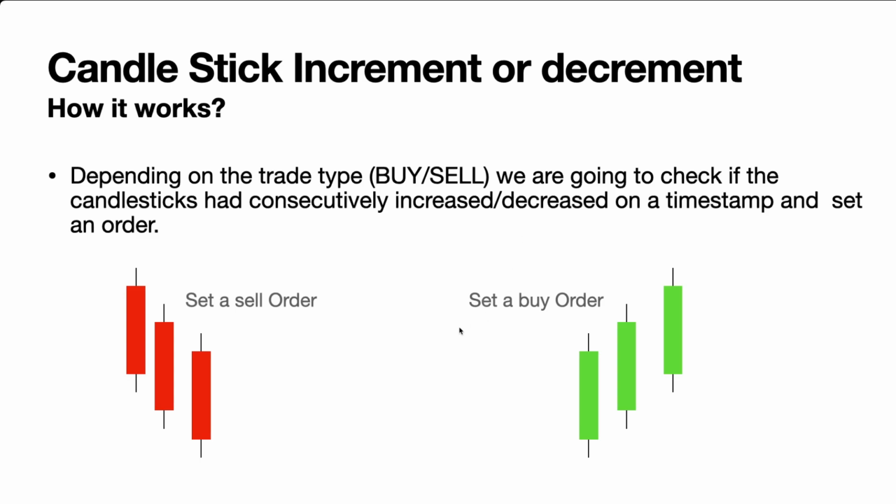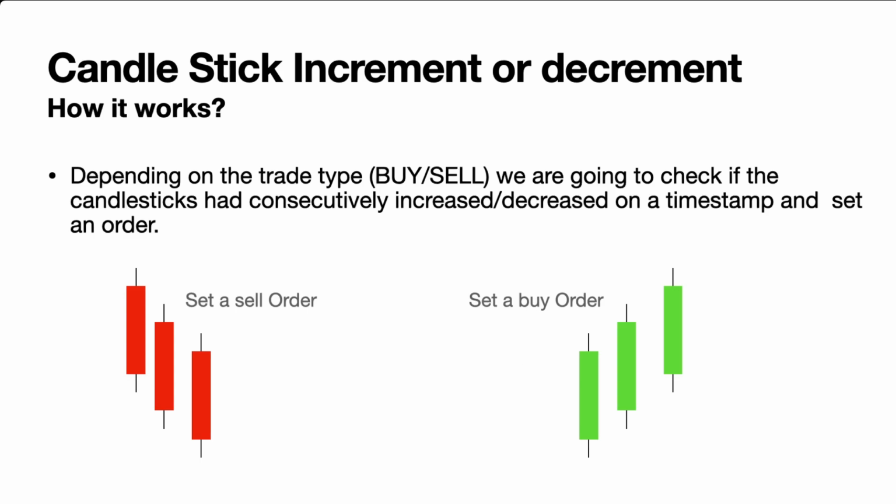So based on the ratio strategy, if the relation says that we should sell, we are going to check if the last 3 candles have consecutively decreased, and if the answer is true, we are going to set a sell order. On the other hand, if the relationship tells us that we should buy, we are going to check again if the last 3 candlesticks had consecutively increased, and we are going to set a buy order.